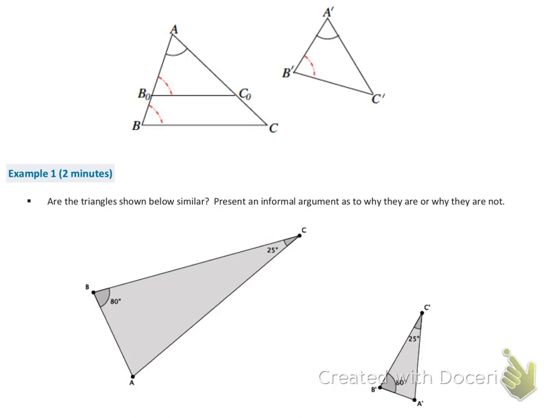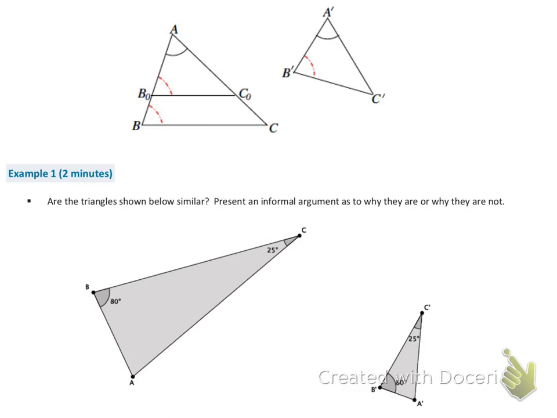Now we're going to do a couple examples where we use this to argue whether two triangles are similar or not. So you can look at the bottom of the page here, and we have these two triangles. This angle here is 80 degrees, this angle here is 25 in this triangle, and down here I've got a 25-degree angle and an 80-degree angle. And I'm asked, are the triangles below similar? Present an informal argument as to why they are, or why they are not.